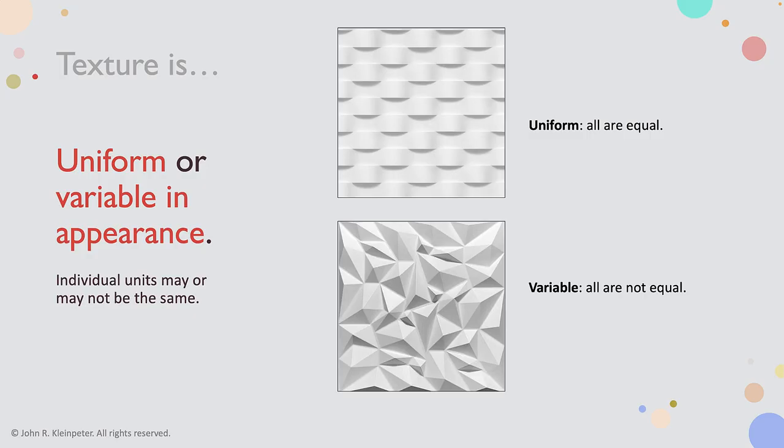Texture is uniform or variable in appearance. Individual units may or may not be the same. In uniform texture, all elements are equal. In variable texture, all units are not equal.